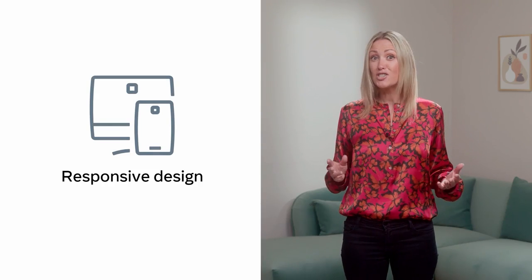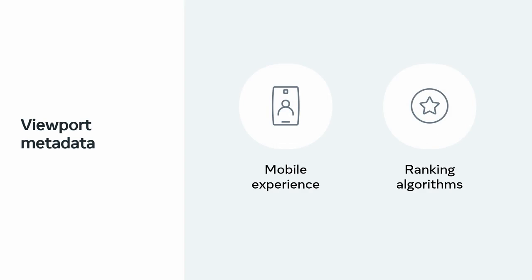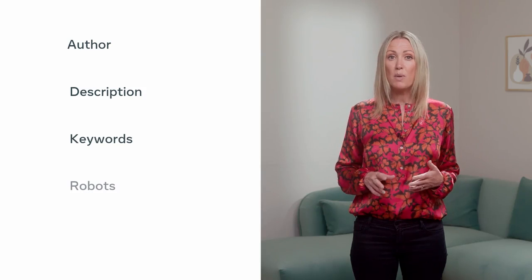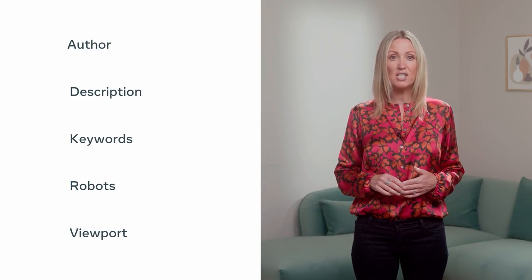But we were talking about search engine optimization, right? Viewport metadata is important for the user experience, and it's also important for search engine optimization. This is because many search engines now include a website's mobile experience as a part of their ranking algorithms. There is more metadata that you can define on your web page to specifically improve its presence on social media, but that's for a later video. For now, it's important to know that author, description, keywords, robots, and viewport metadata all play a role in the search engine optimization of web pages.